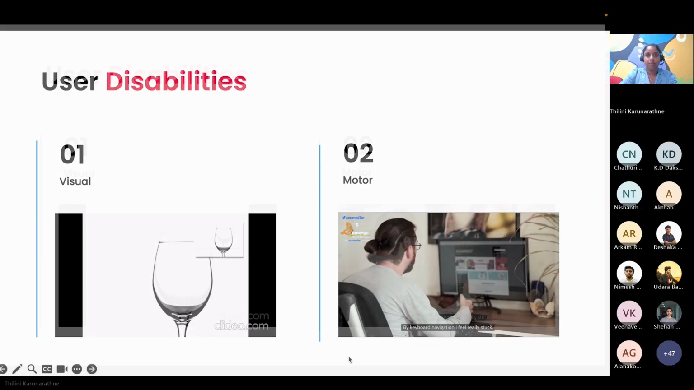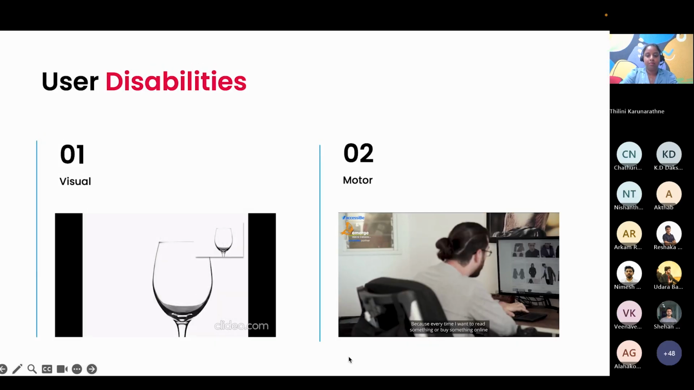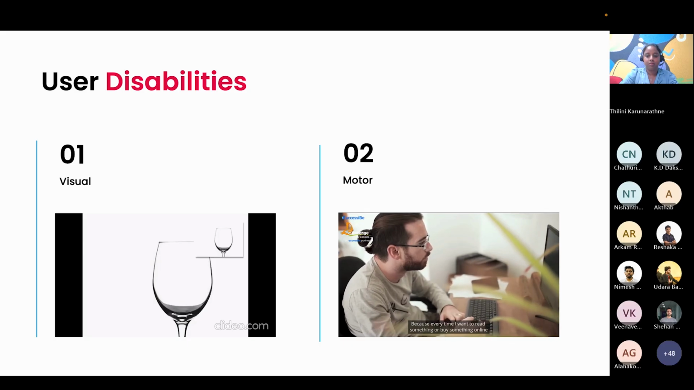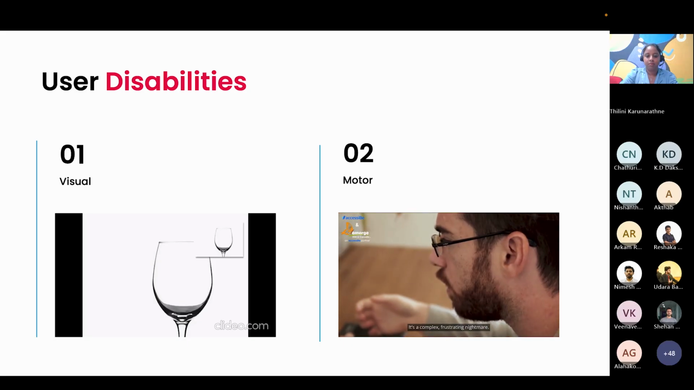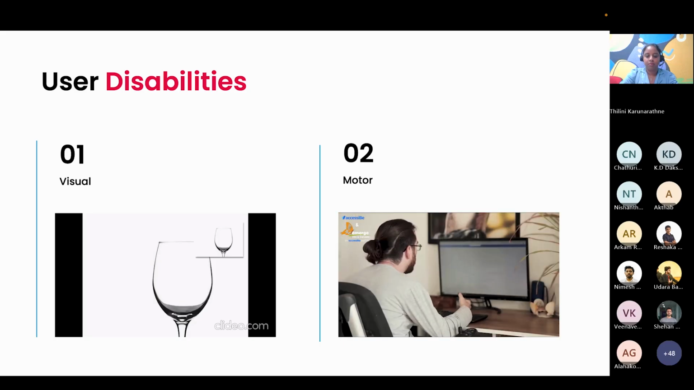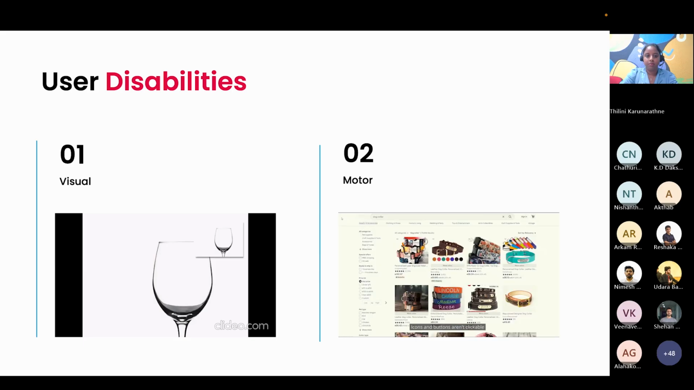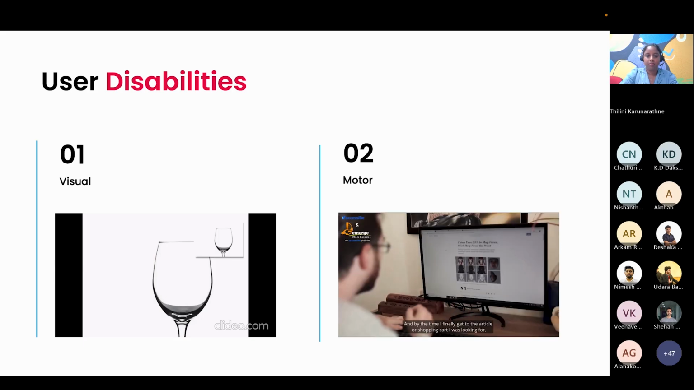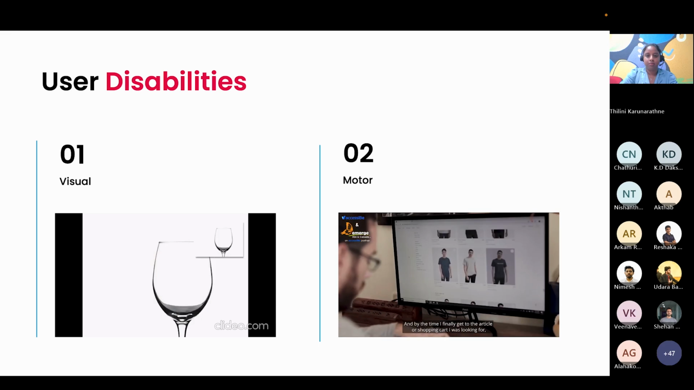I feel really stuck because every time I want to read something or buy something online, it's a complex, frustrating nightmare. I can't see where I am, icons and buttons aren't clickable, and by the time I finally get to the article or shopping cart I was looking for, I'm mentally exhausted.